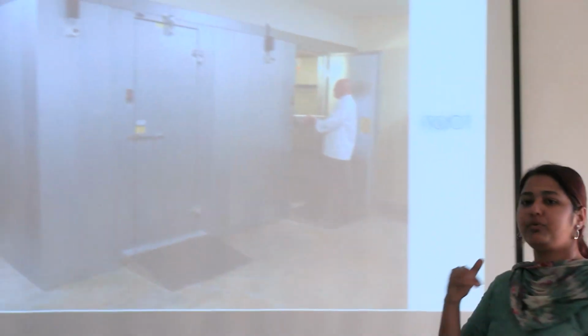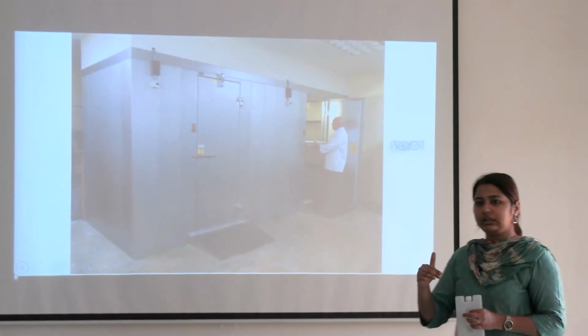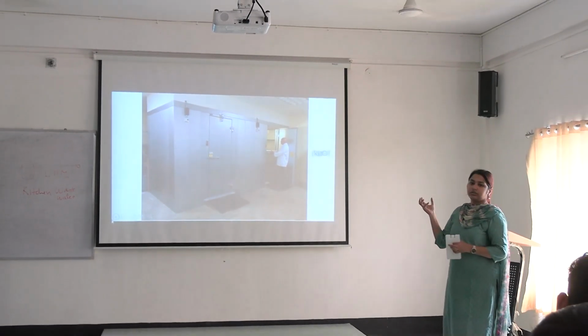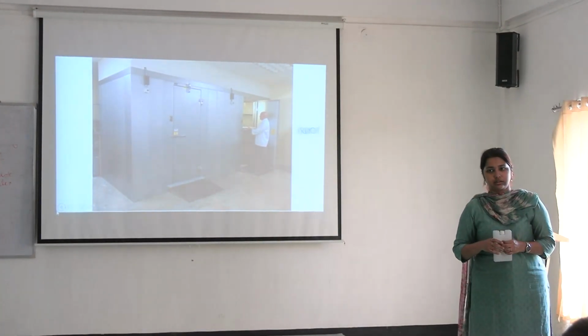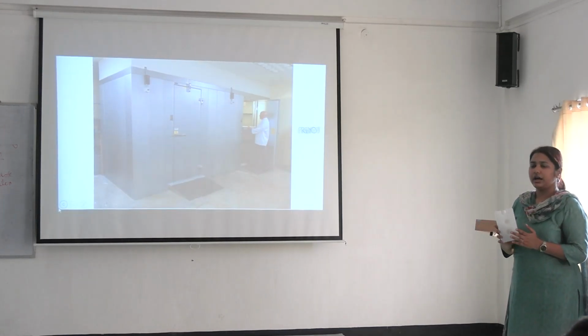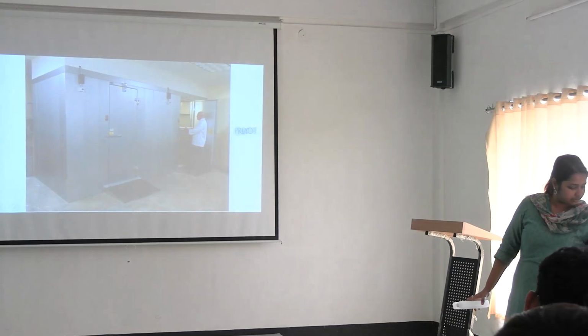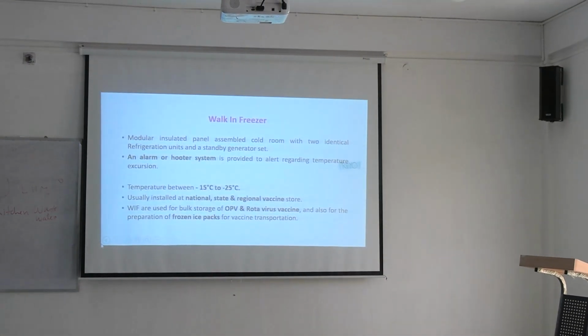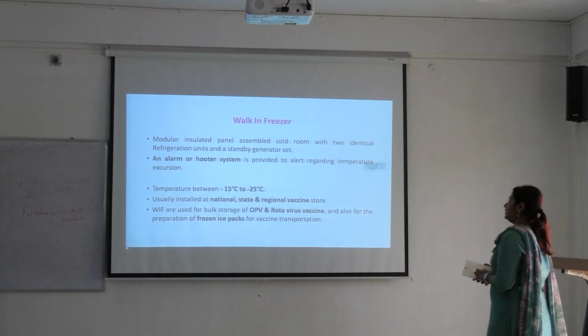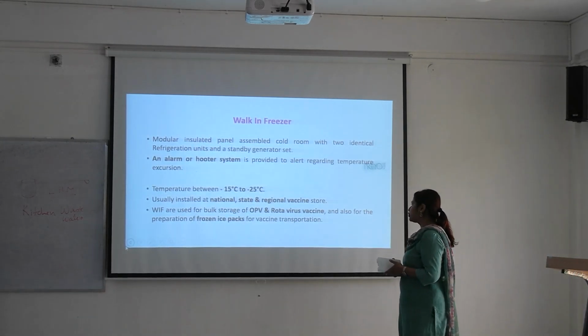Now, let's see what a walk-in freezer looks like, just to show you how it looks. I will show you. This is a walk-in freezer. You can literally walk inside the freezer. Okay, it is at the district level and above. What happens here? Here the temperature is minus, -15 to -25. Mainly, ice packs are made there. Okay, so temperature between -15 and -25. It is at the national, state, regional vaccine store.